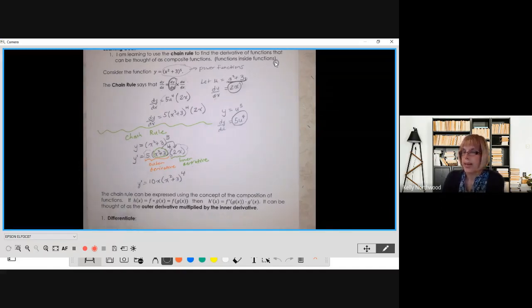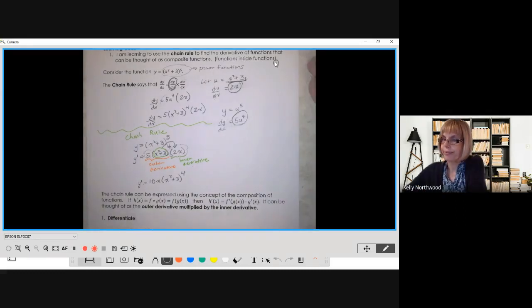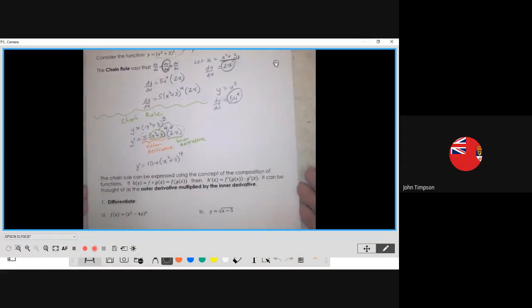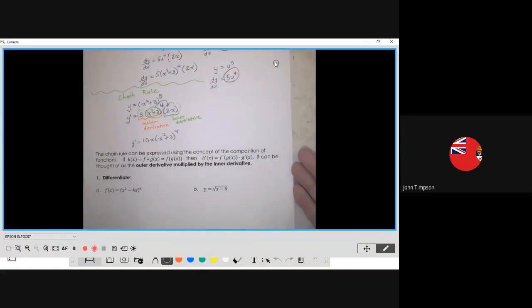So you can see how we can get more and more complex functions as we learn more rules. This is the last derivative rule that we're going to learn, the chain rule. This afternoon, you'll learn how to combine it with the product rule, and then tomorrow morning, we'll combine it with the quotient rule.